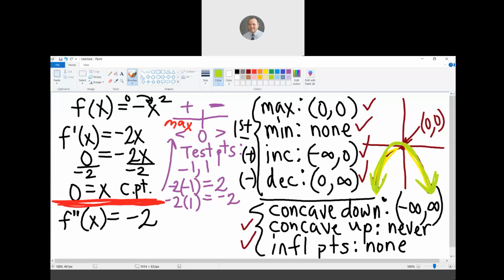Any questions about the first or second derivative test? You got it okay? I mean, did you get the picture of it on your phone? Okay, good deal.